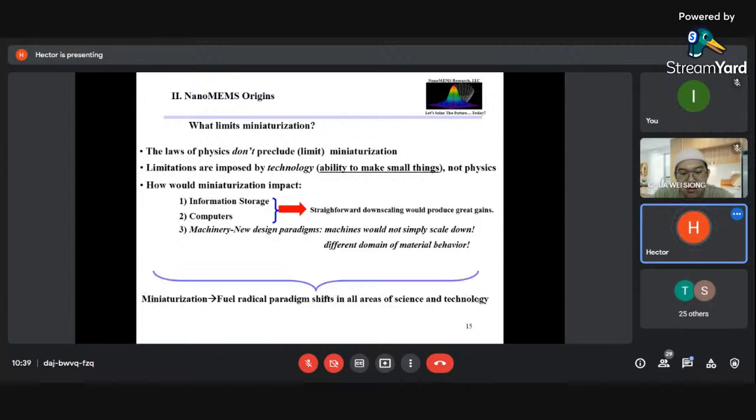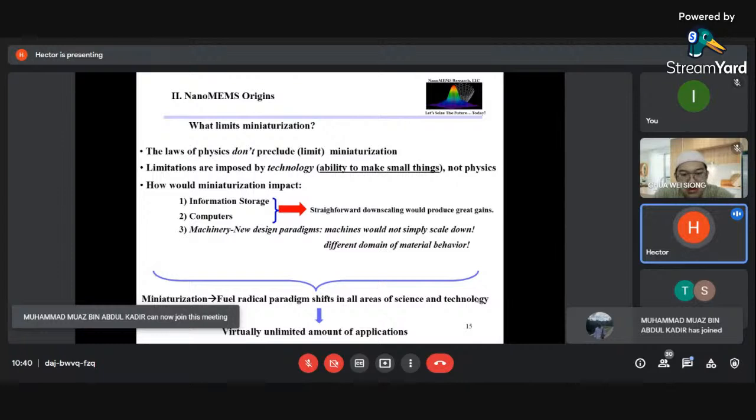And grappling with this new domain of material behavior to design downscale machines would give rise to fundamental paradigm shifts in all areas of science and technology. That means that there will be virtually an unlimited amount of applications in the area of machinery.